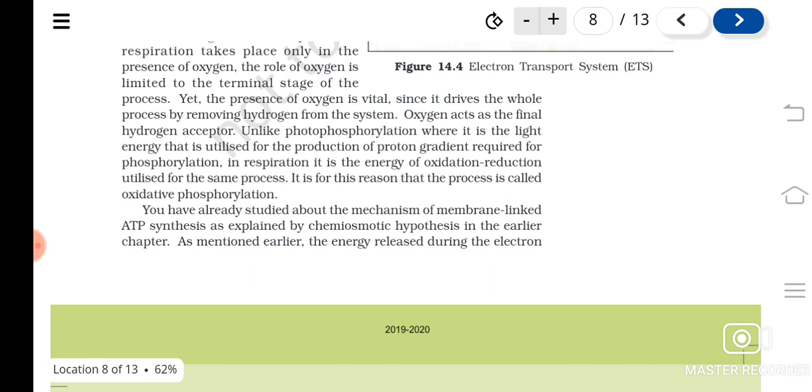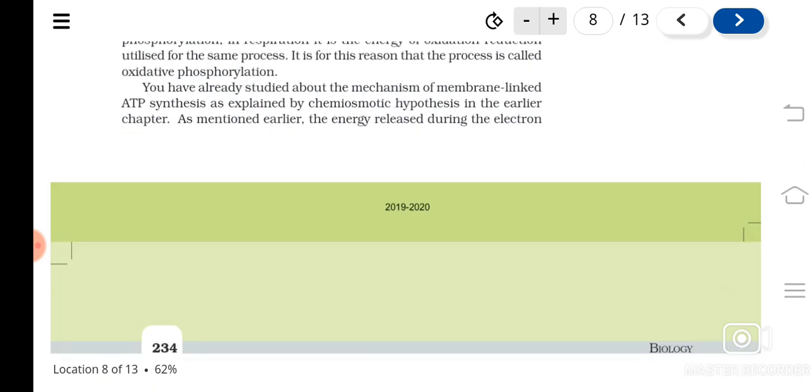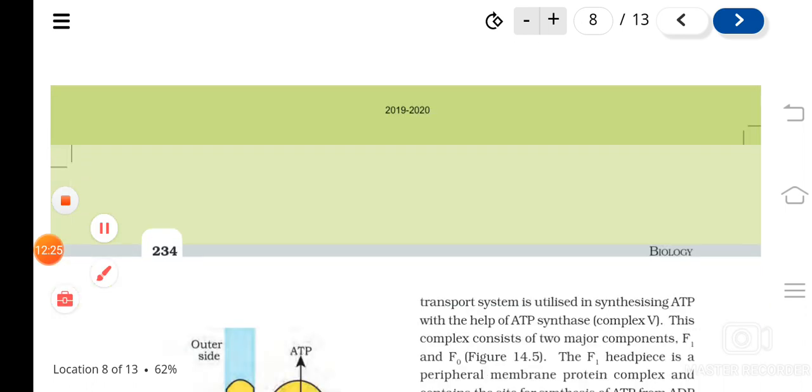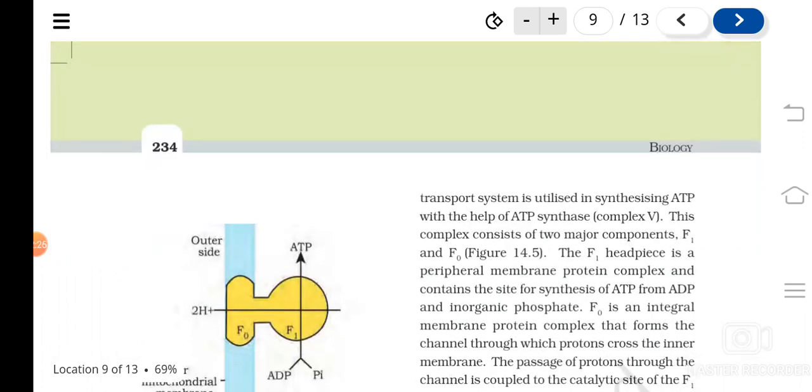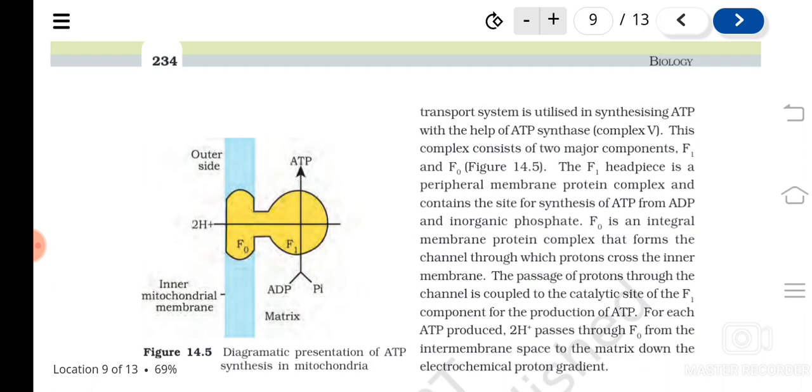Now, how does the chemiosmotic hypothesis explain ATP synthesis? Do you remember? We learned that the energy released during the electron transport system is used in synthesizing ATP with the help of ATP synthase. ATP synthase is the complex located in the inner mitochondrial membrane.